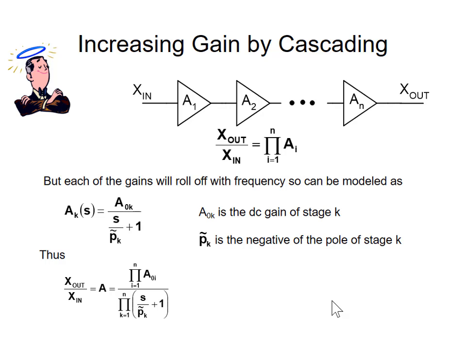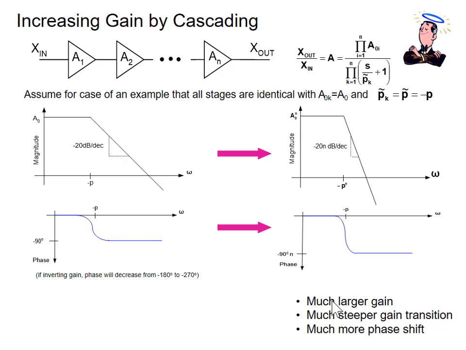Thus, the overall gain is the product of the A_i's over the product of (S over P_k tilde plus 1). Of course, at DC, the S over P_k tilde terms become 0, since S is 0 in the denominator, and we see the DC gain is just the product of the DC gains.